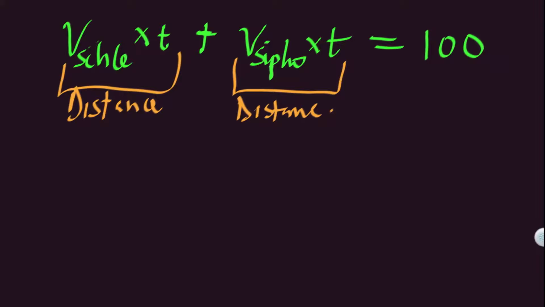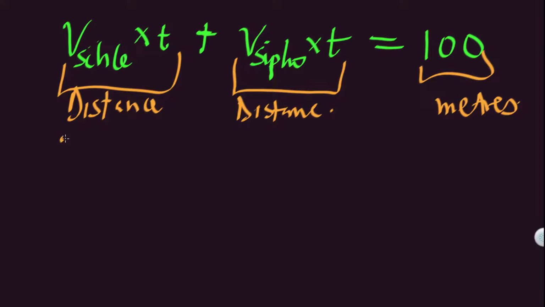All right. But we know Sipho's speed, and we also know Sihle's speed. We know that, but it is in kilometers per hour. This 100 here is in meters. We have to convert Sihle's speed into meters per second, and also Sipho's speed into meters per second. We do that by dividing by 3.6. So let me do that calculation.